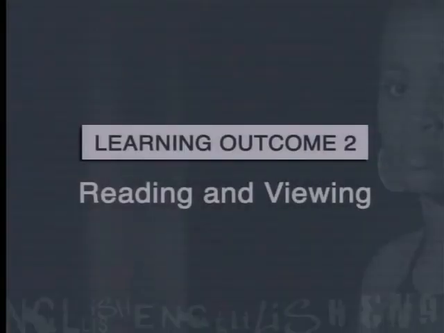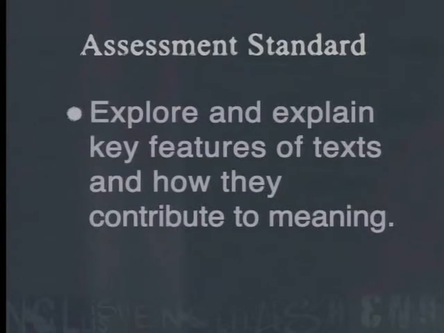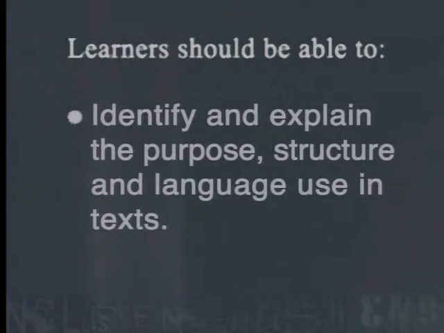The following lesson is linked to Learning Outcome 2, Reading and Viewing. It addresses the assessment standard that requires learners to explore and explain key features of texts and how they contribute to meaning. Learners should be able to identify and explain the purpose, structure, and language use in texts.